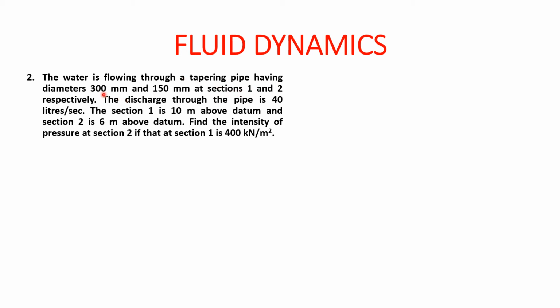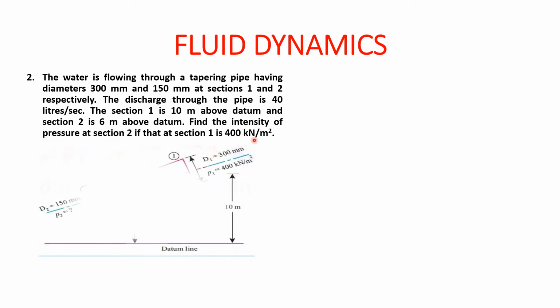At section 1 it is 300 mm, at section 2 it is 150 mm. The discharge through the pipe is 40 liters per second, meaning the average discharge through the pipe is 40 liters per second. Section 1 is 10 meters above datum and section 2 is 6 meters above datum. So Z1 and Z2 values are also given to us. What we have to find is the intensity of pressure at section 2, meaning again we have to find the value of P2, if the section 1 pressure is 400 kilonewton per meter square, which is given to us. So again the diagram will be the same as in the last problem, only now the value of Z2 is 6 meters.